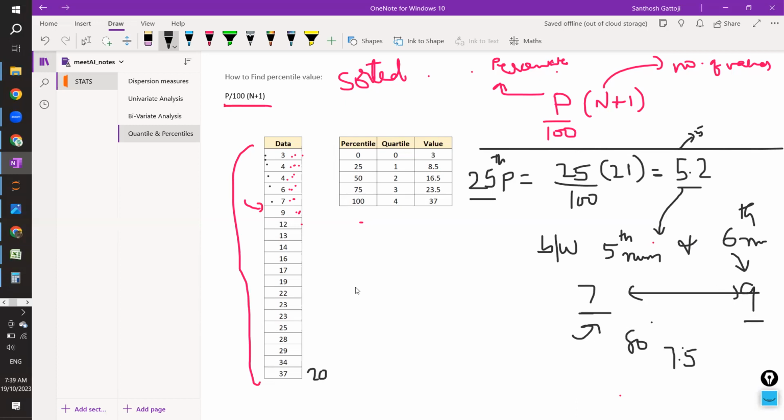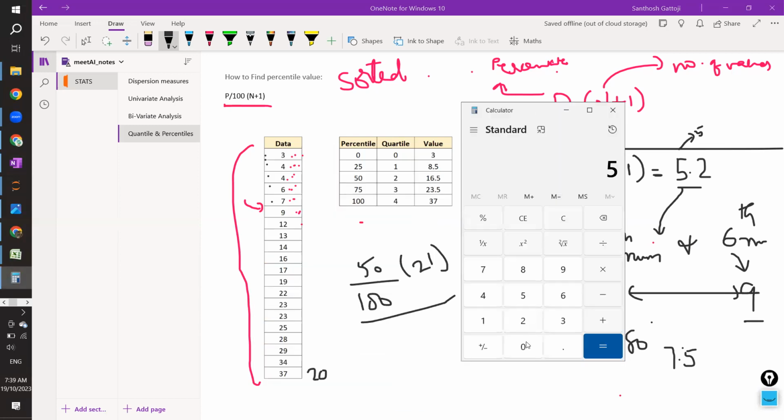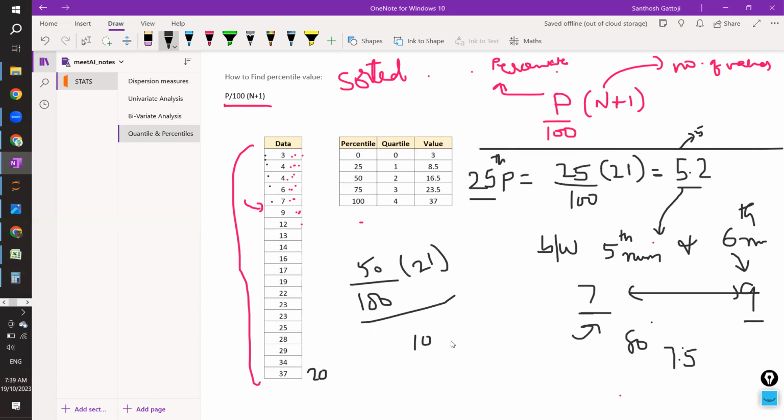Similarly, the 50th percentile will be 50 by 100 into 21. What value are you getting? 50 into 21 divided by 100. Okay, 10.5. So it will be between the 10th number and the 11th number. So this is how we are going to calculate. But at least I hope you got an idea about what percentiles are.